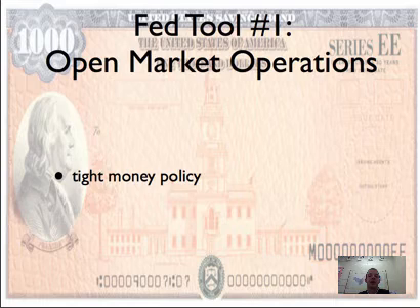Interest rates go up, and consumers like you and me are going to borrow less, and our spending is going to decrease. We're going to see demand decrease, and inflation rates will drop. That's open market operations, buying and selling government bonds.